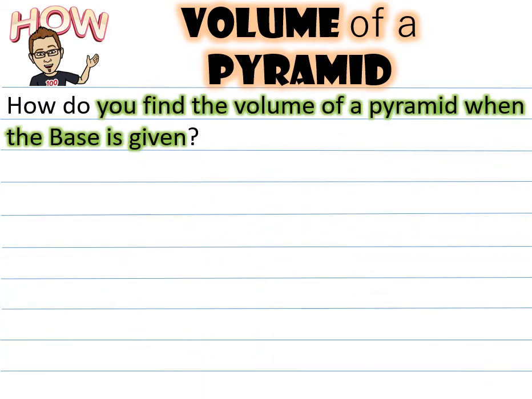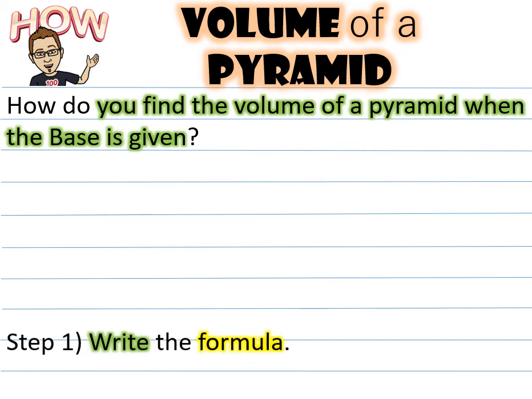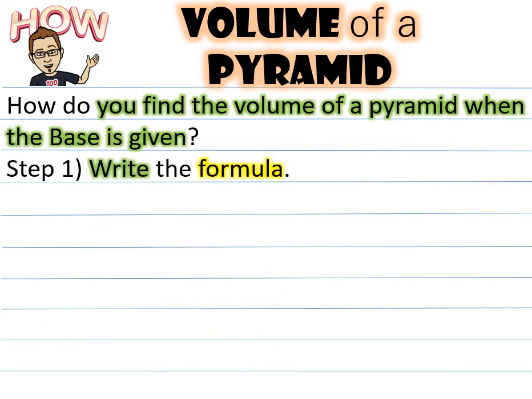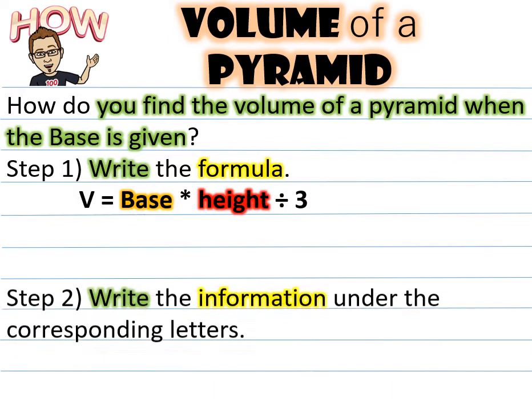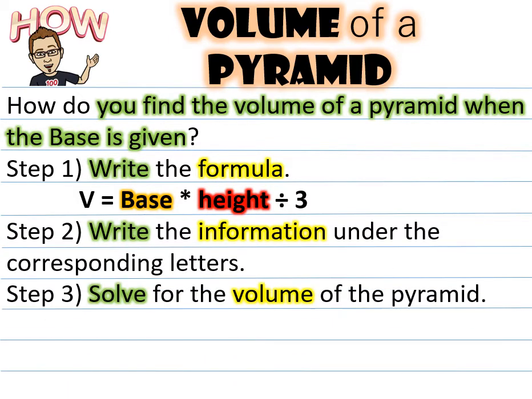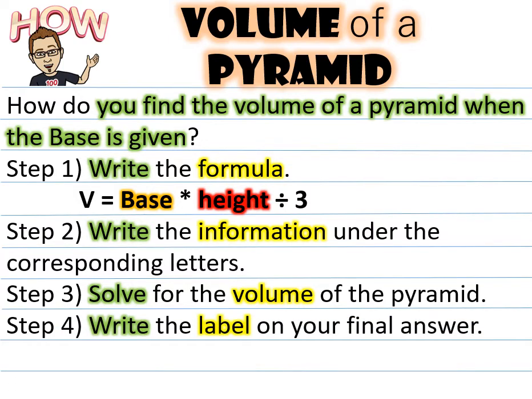How do you find the volume of a pyramid when the base, capital B, base, is given? Step number 1, write the formula. V equals capital B, base, times height divided by 3. Step number 2, write the information under the corresponding letters. Step number 3, solve for the volume of the pyramid. And step number 4, write the label on your final answer.